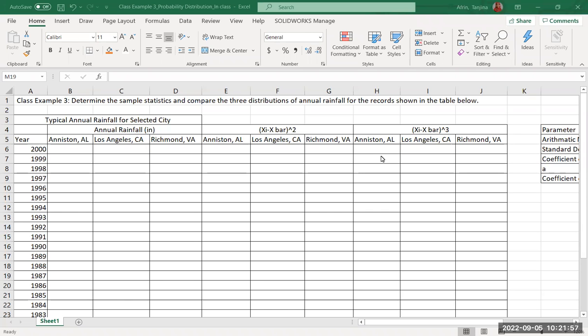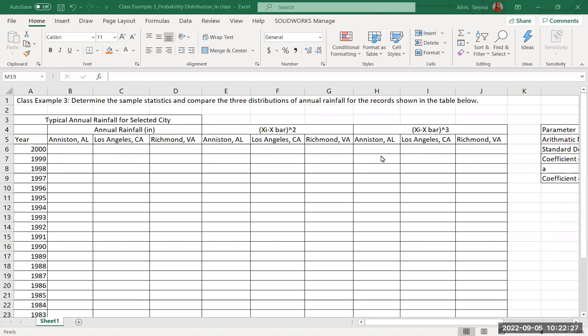So all of you have your class example 3 in front of you. It says, determine the sample statistics and compare the three distributions of annual rainfall for the records shown in the table below. Now, if you look at the three areas, the first one is in Alabama, which is kind of southeast, right? The next one is Los Angeles, which is on the west side of this country.